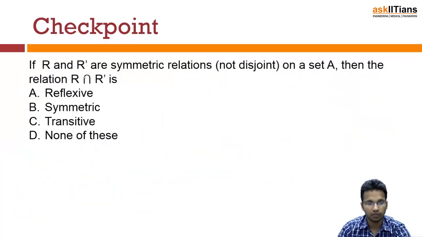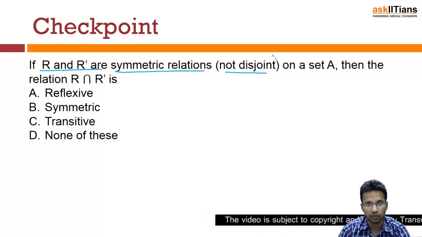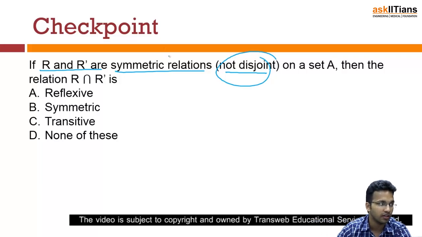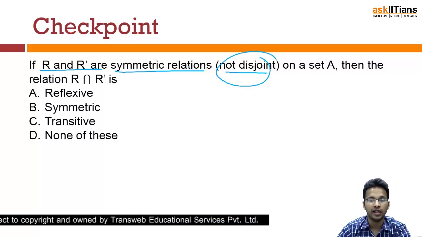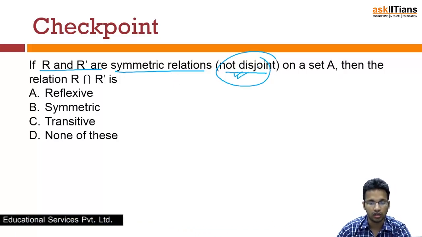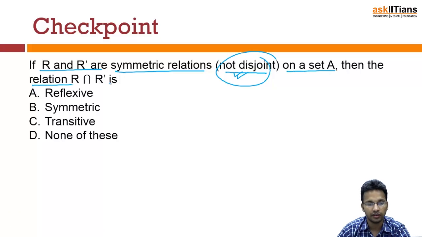Moving on to the next question. Now this is a good question. If R and R dash are symmetric relations, not disjoint. Now this word is very, very important. We have done disjoint means they are having totally different elements, but which is not the case in this one. On set A, then the relation, okay, this is cool.